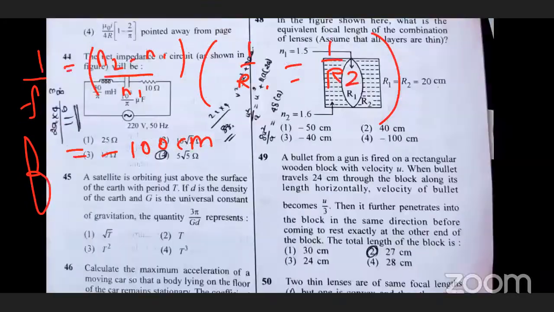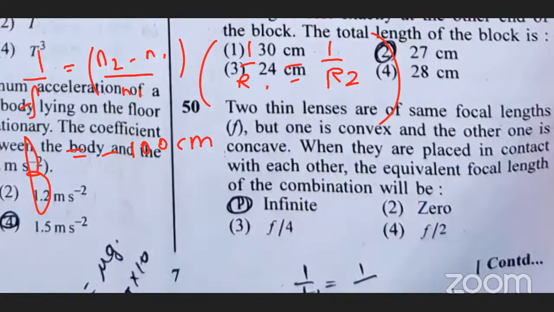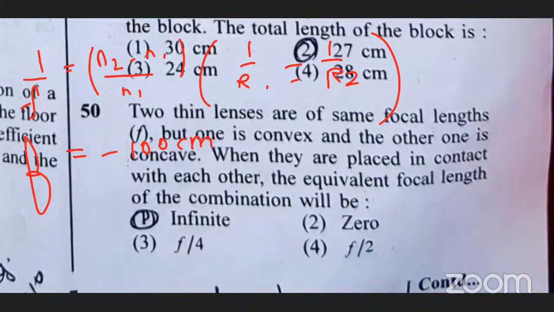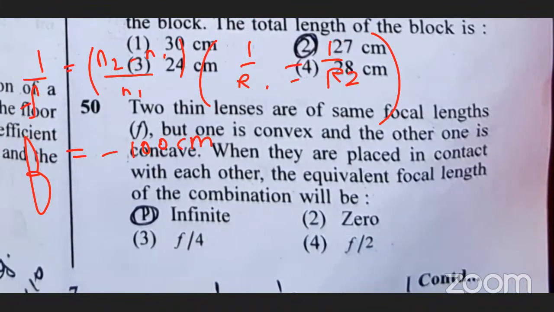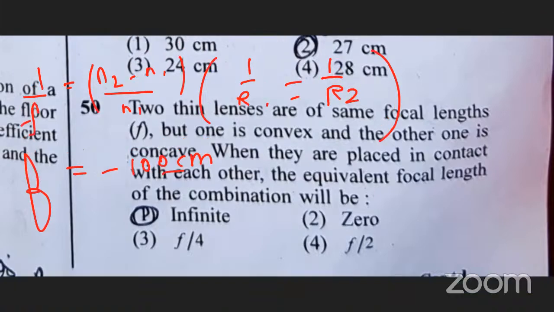So using this formula, the focal length is minus 100 centimeter. So the option for this answer is minus 100 centimeter. So next, the last question. We need to find the equivalent focal length of two thin lenses of the same focal length, one convex and one concave, placed in contact. The formula is 1 by f is equal to 1 by f1 plus 1 by f2.